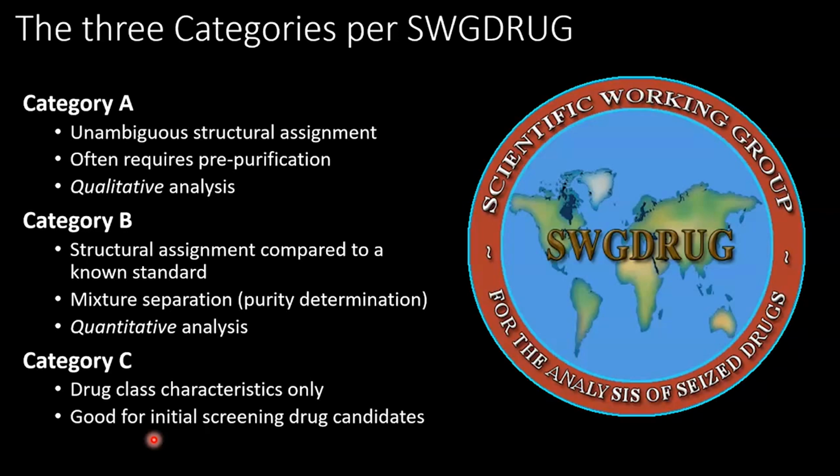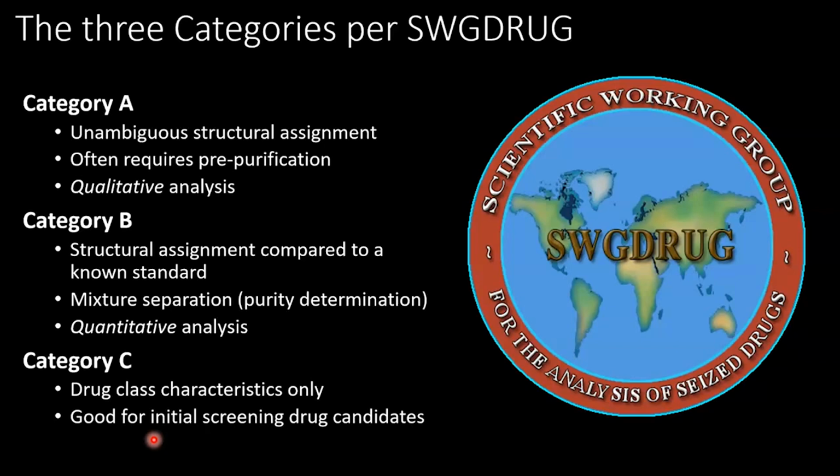Category B can also provide a structural assignment, but only in comparison to a known standard. So a good example would be liquid chromatography. If you run an unknown sample, you can characterize where that peak will appear in the chromatogram, and if you run an analytical standard of what you suspect the illicit drug to be, it will also appear with the same retention time. Now, the good thing about Category B techniques is they often have the ability to purify samples. So if you have a mixture of samples, they can separate out the mixture, and they can also give you information about the purity of your sample, should it be a mixture. So Category B can be likened to quantitative analysis.